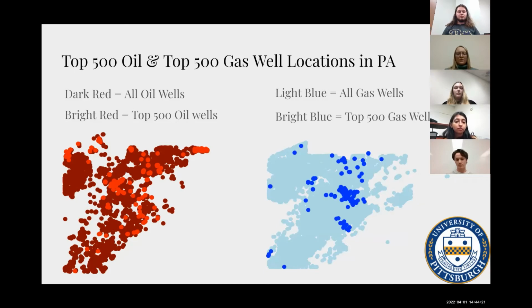The left graph shows oil wells, where the dark red shows all of the wells, and the brighter red highlights the top 500 wells. On the right, the graph shows gas wells, where the light blue is all wells, and the brighter blue shows the top 500 gas wells.